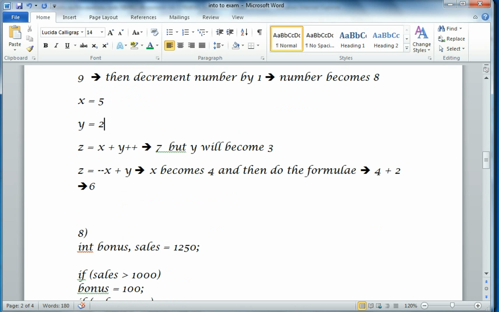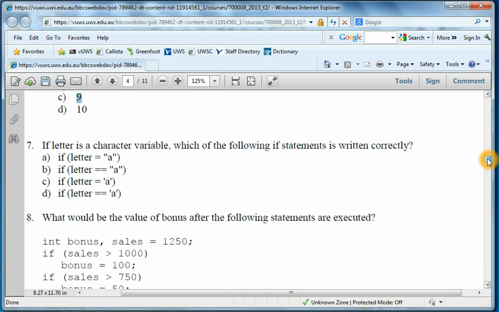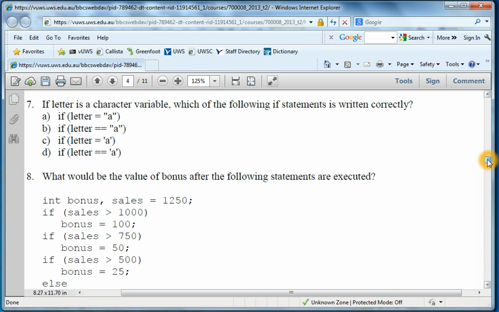Okay, now question number. So the answer to that is 9. Okay. And if it is kind of trick question, you might guess 8 as the wrong answer. That is the wrong one. Okay.